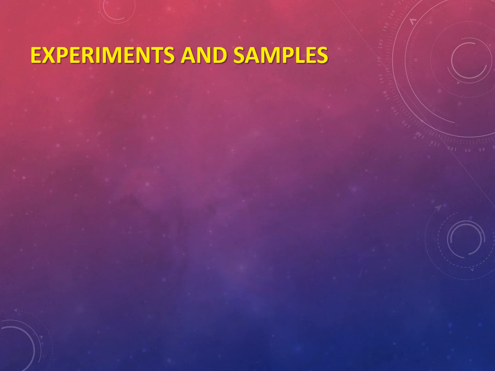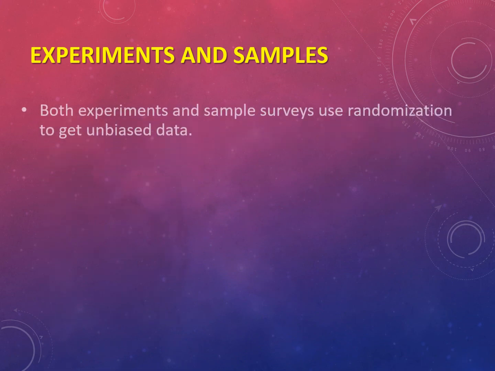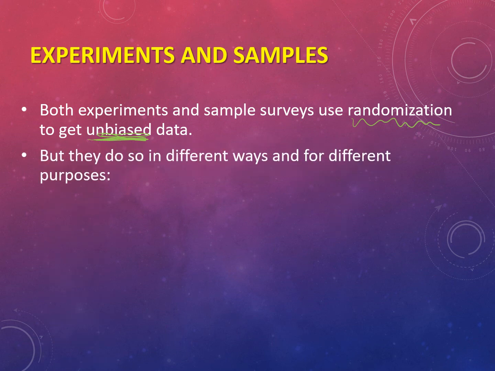All right. So kind of summing this all up, when we're talking about an experiment and a sample, both times what we're trying to do is gather data. But we have to have our data randomized in order to get to that wonderful place of unbiased data. If my data is biased, it doesn't really do me any good at all. So we randomize to get unbiased data. But there are many different ways to do this, and it has many different purposes.